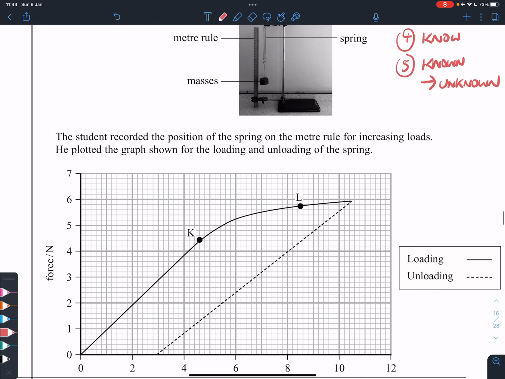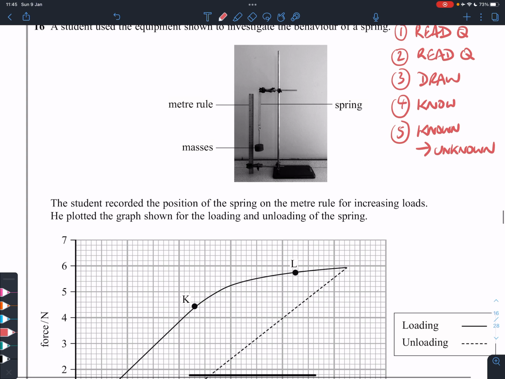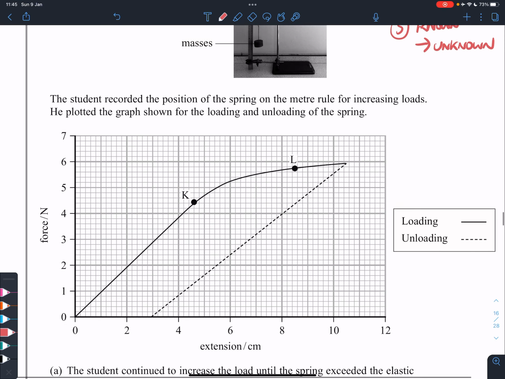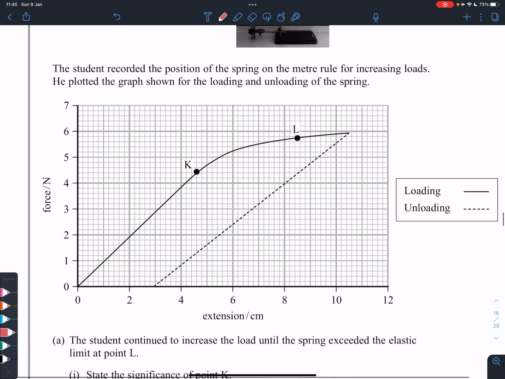So let's read it again. A student used the equipment shown to investigate the behavior of a spring. Yes, he's going to put some masses on there, which are going to stretch the spring. The student recorded the position of the spring on the meter rule for increasing loads. He plotted the graph shown for the loading and unloading. The loading is the dark line. So he's put 1, 2, 3, 4, 5 newtons on there, and he's measured the extension. The student continued to increase the load until the spring exceeded the elastic limit at point L.